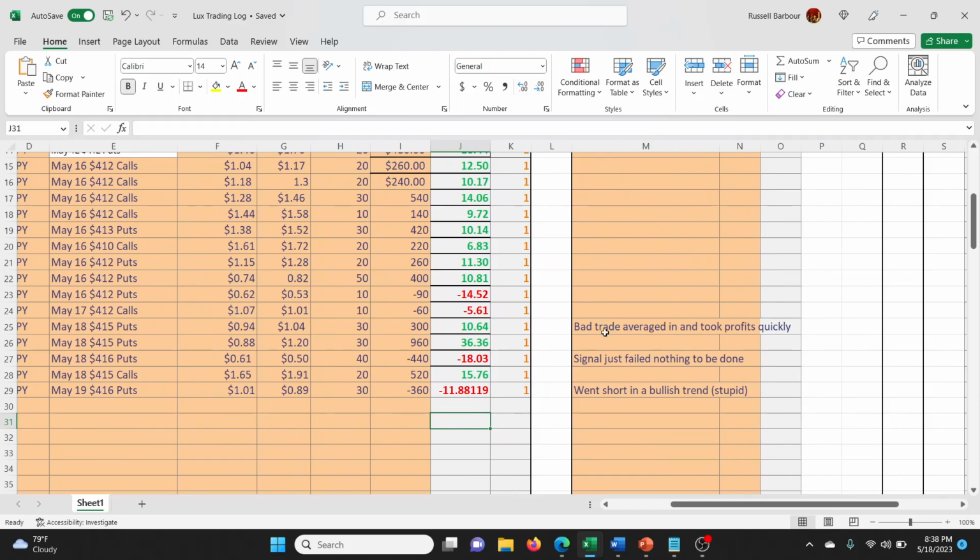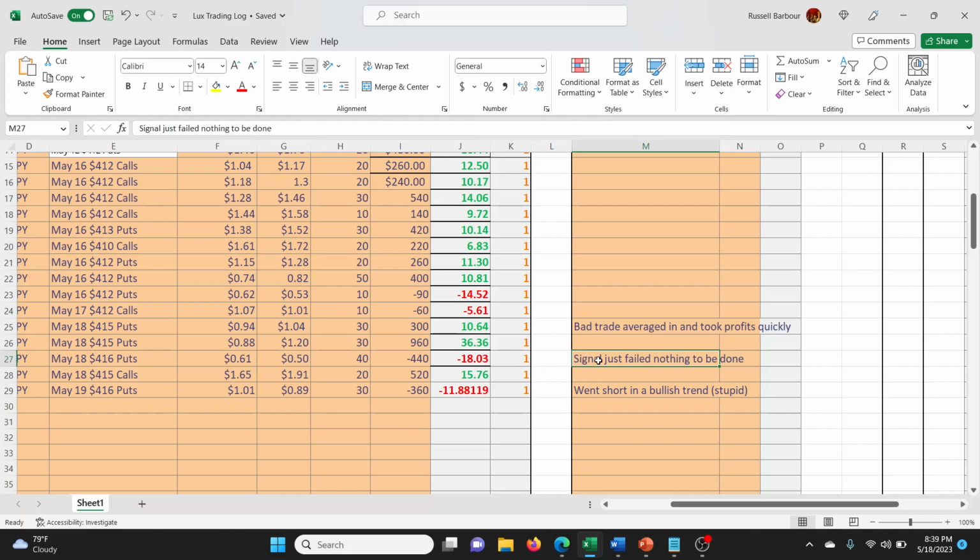These notes that I'm putting in: bad trade, average in, took profits quickly. This trade was interesting. Technically it was a losing trade, but I was able to manage it in a way that I did escape. So you've got to be careful with some of my numbers here, as I'm trying to be as honest as possible. This trade was difficult. I was able to average in and average out to the point where I did make a win, but I suspect some people probably would have struggled with that one a little bit.